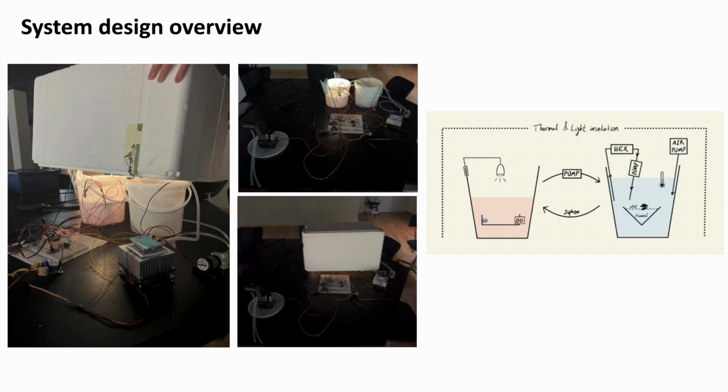The right bucket is the mussel tank, containing a temperature sensor, cooling loop, air pump, and a funnel to hold the mussels. Water circulates from the algae tank to the mussel tank via a pump and returns through a passive siphon. The entire system is thermally and light insulated to minimize external interference and energy consumption.